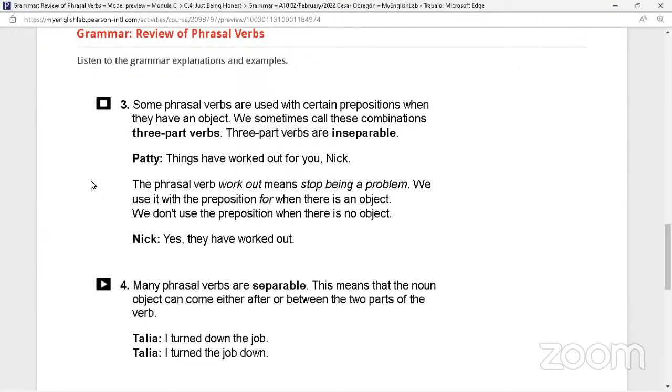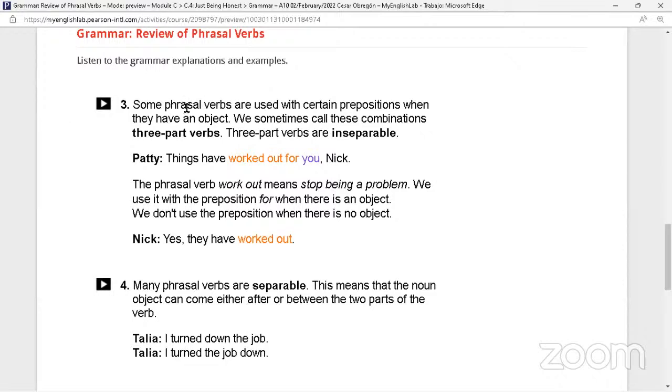Things have worked out for you, Nick. The phrasal verb work out means stop being a problem. We use it with the preposition for when there is an object. We don't use the preposition when there is no object. Yes, they have worked out.